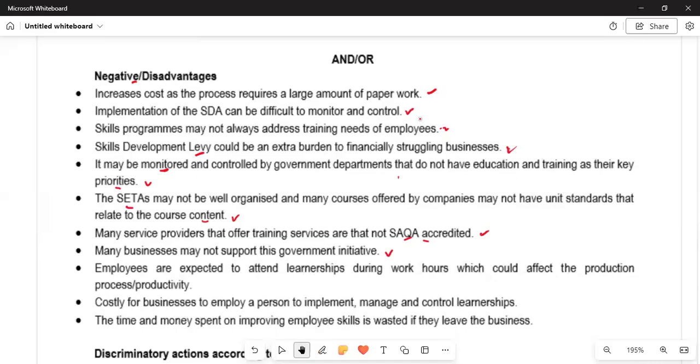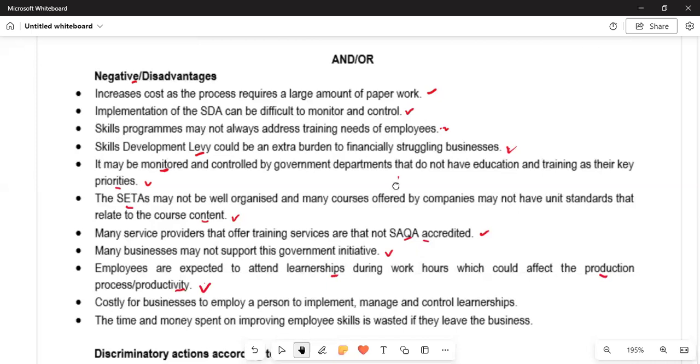Employees are expected to attend learnerships during work hours, which could affect the production process and productivity. So if employees are to attend learnerships, what is happening to the production? If they are out to study and do those learnerships, it means production is on hold. They have stopped the production. So that is why it's affecting the production of the business.